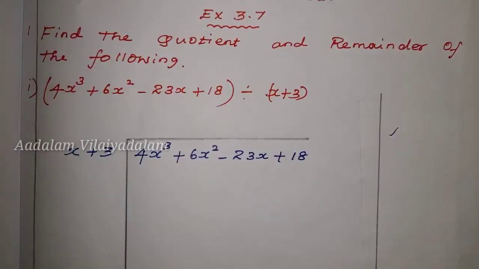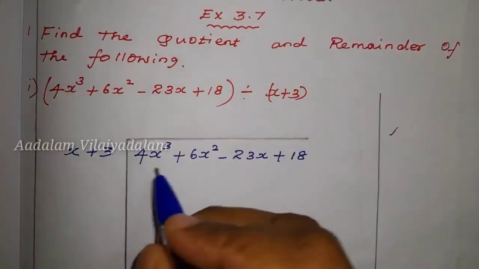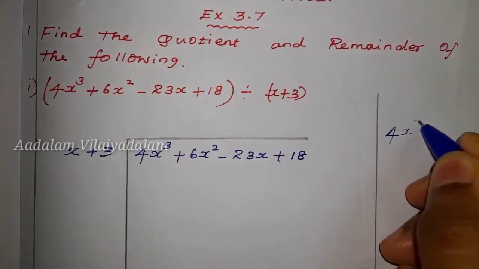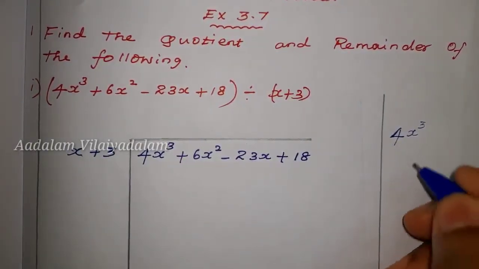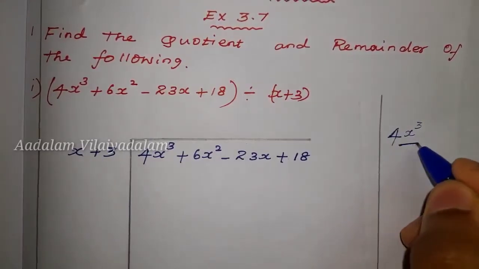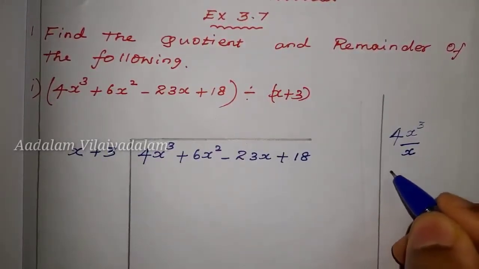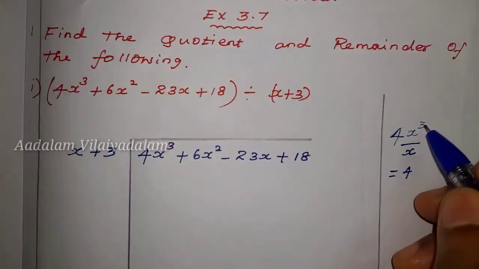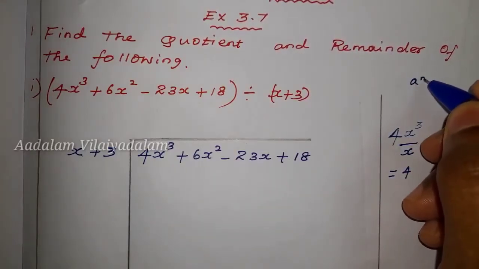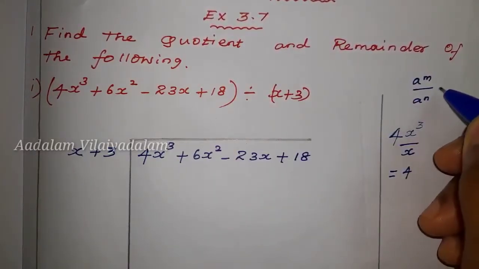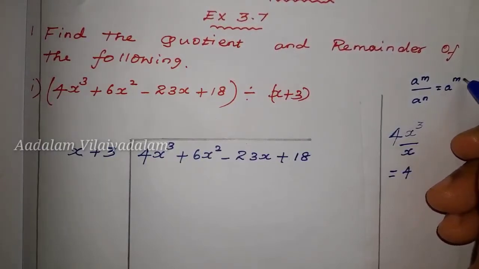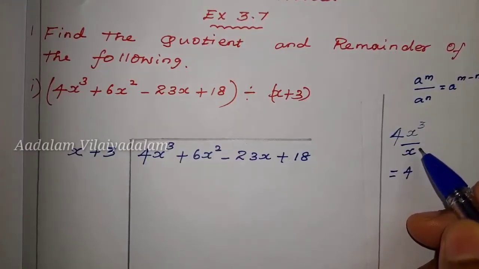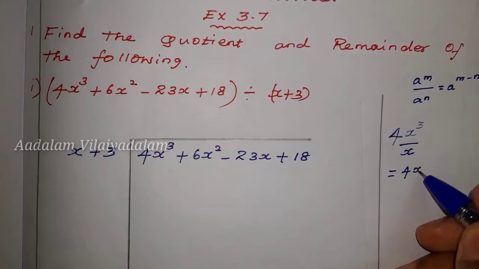So using the normal division method only, first term here 4x cube divided by, here the first term is x. So here the answer is 4 divided by 1, 4. So we know that a power m divided by a power n is equal to a power m minus n. So here x power 3 divided by x power 1, so x power 3 minus 1, x power 2.